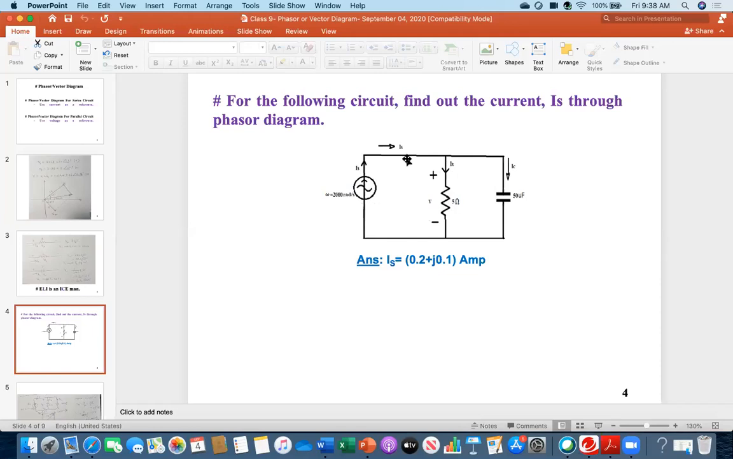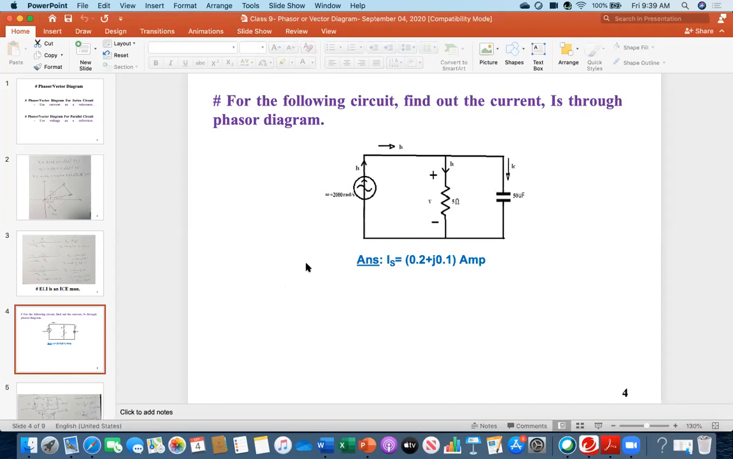In a normal situation, without the phasor diagram, how would you do that? If you know the current here and the current here, then you just sum those two up, right? Because this is the total current coming. That's the question: find out the current Is. How much is going here and how much is going here? Just sum up those two. That is the answer. But how can we do that with the help of the phasor diagram?